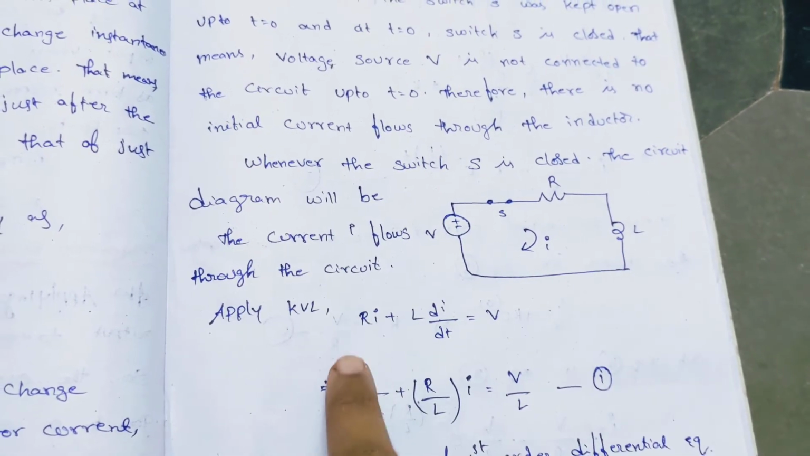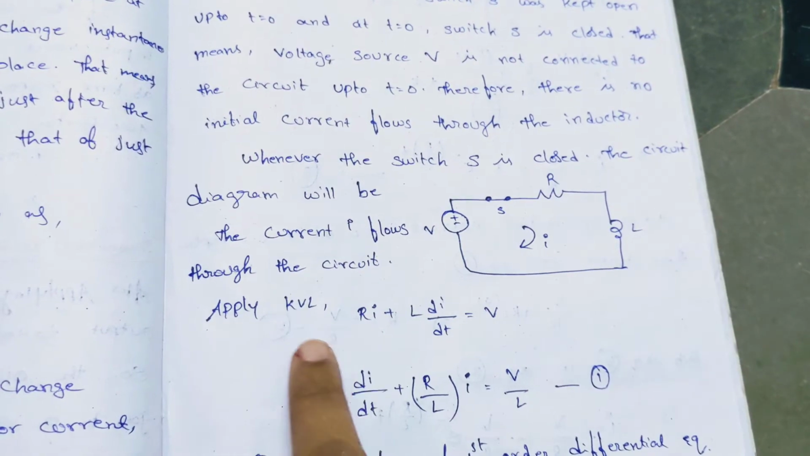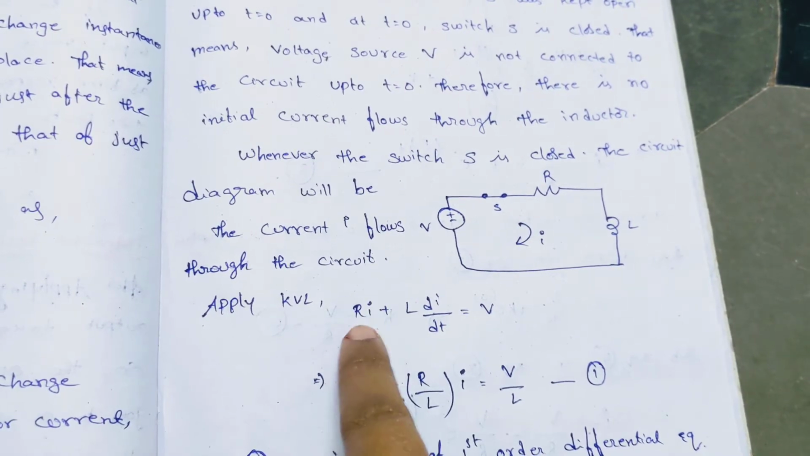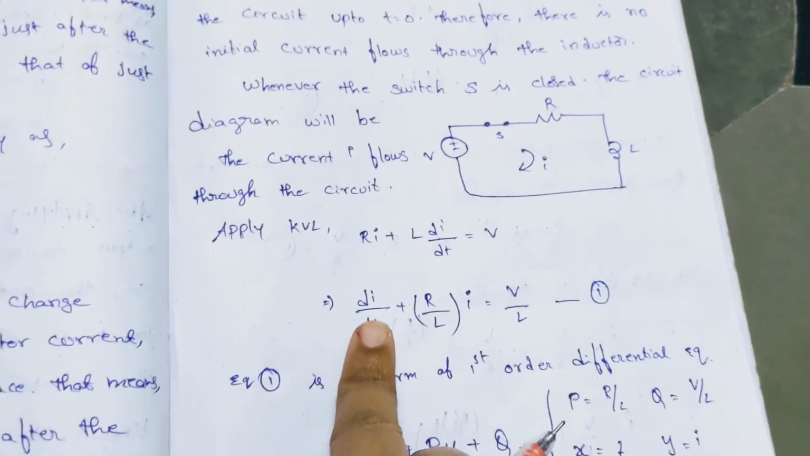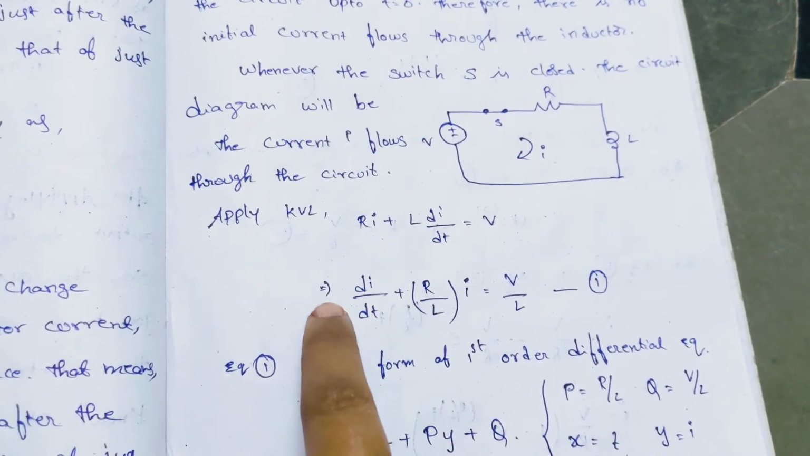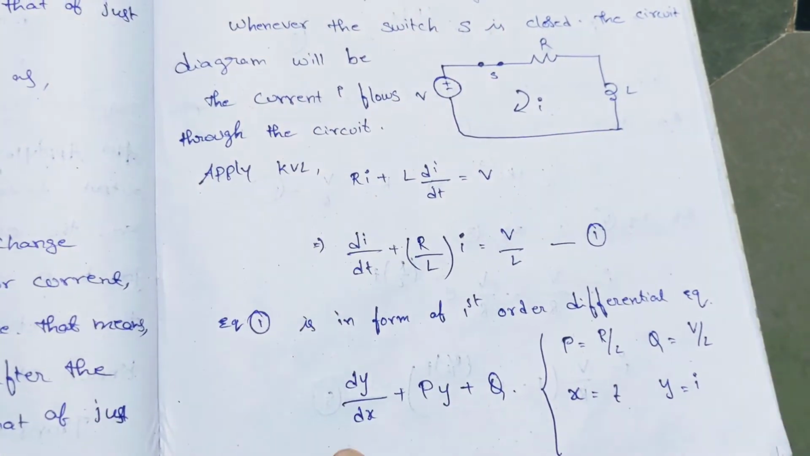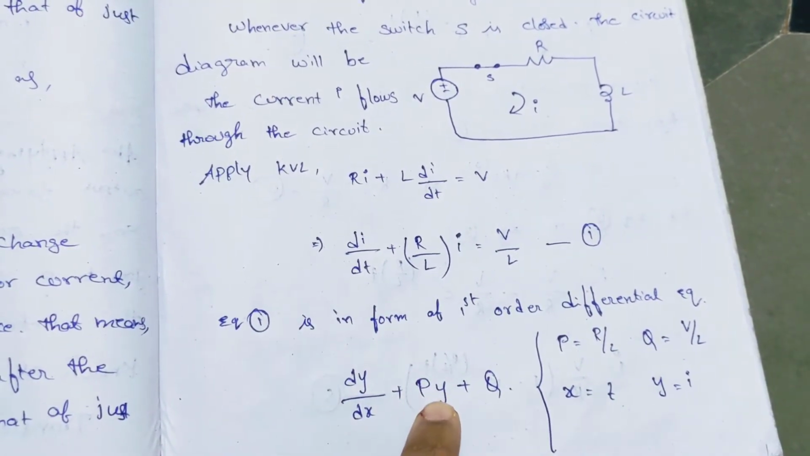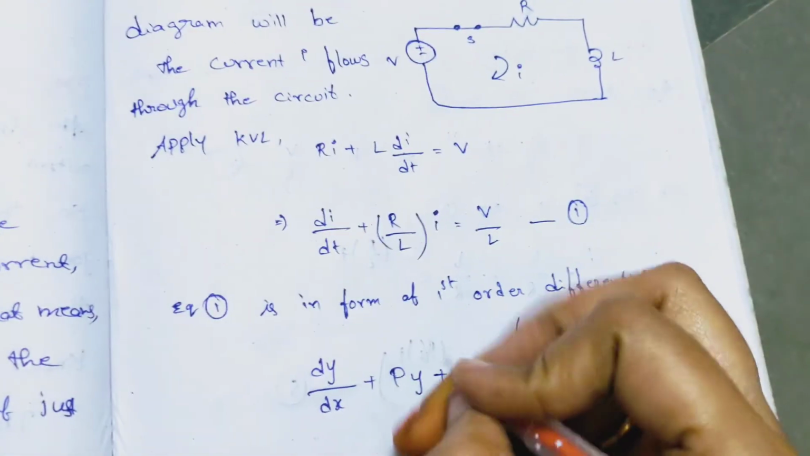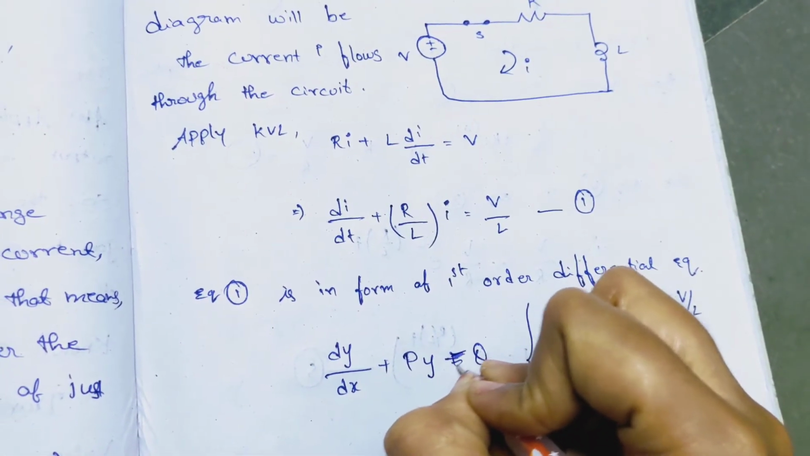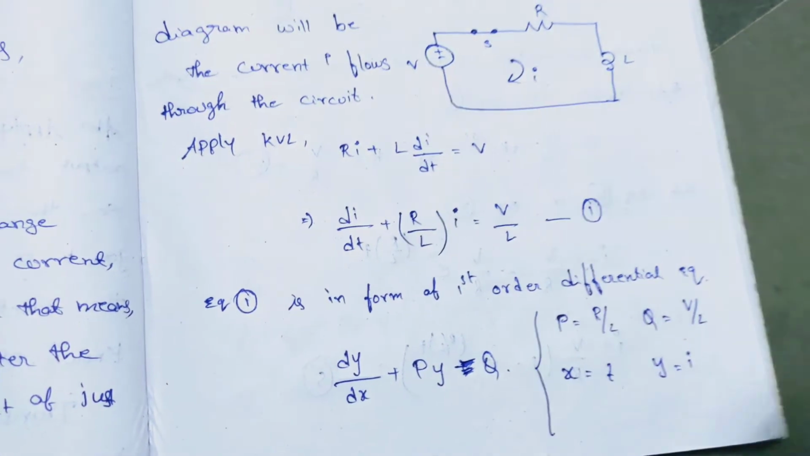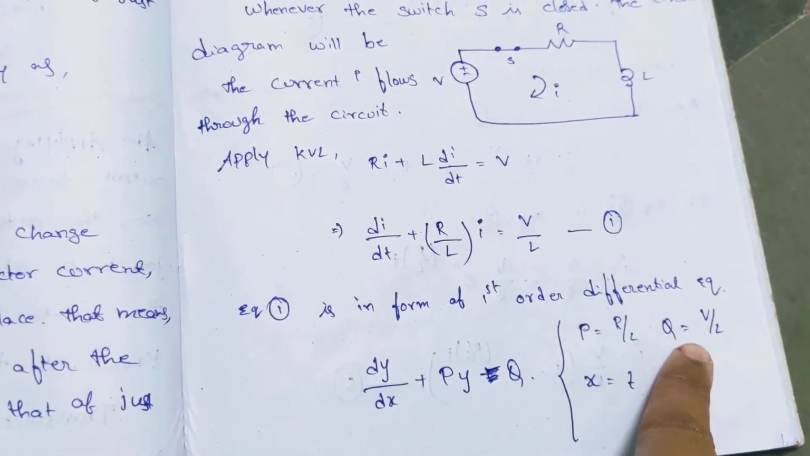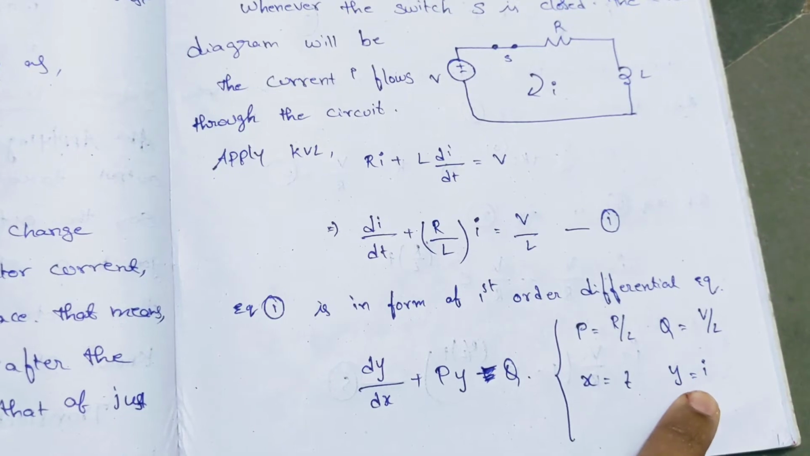To convert it into first order equation form, I divide the entire equation by L. So this is the form I get, in the form of a first order differential equation, which we already know from our mathematics: dy by dx plus py equals q. I compare these two and find out what p and q are, and what x and y are.